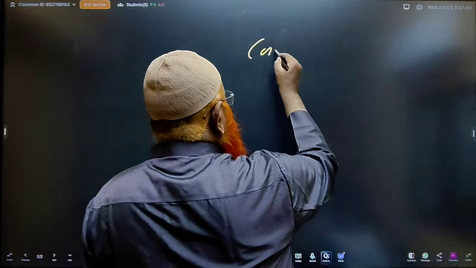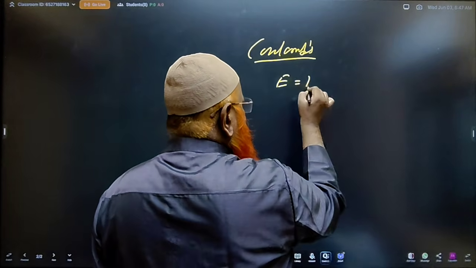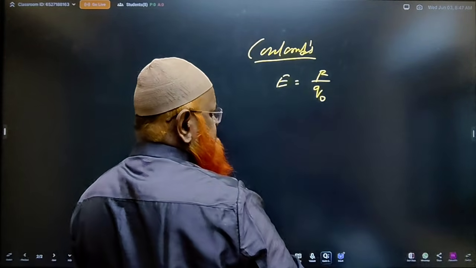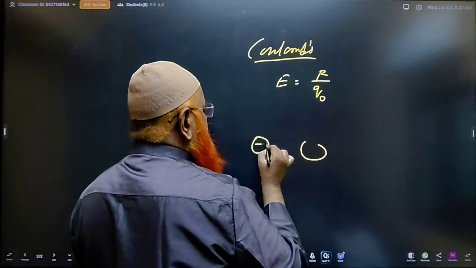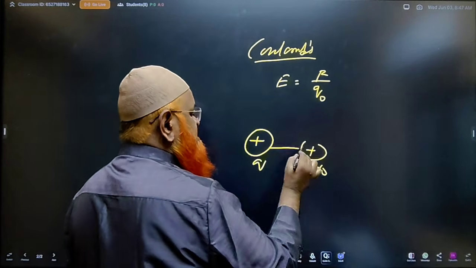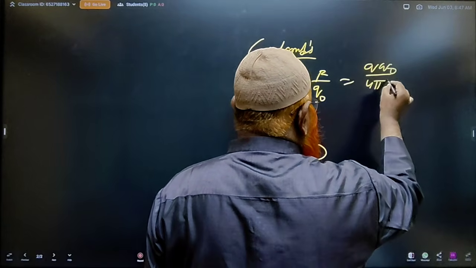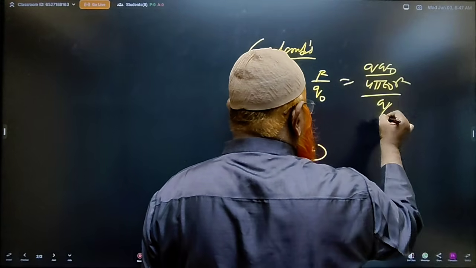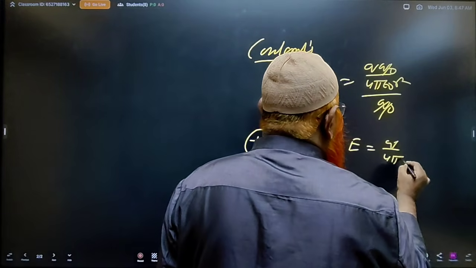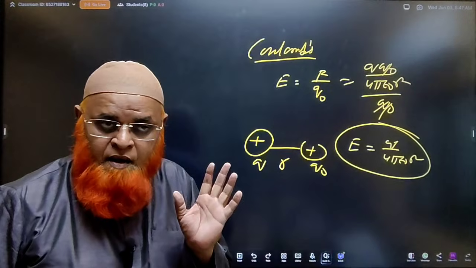You might be thinking that you have Coulomb's law to find the electric field intensity, which is the force acting on a unit charge. Two charges are present, one positive, another positive. This is Q naught, and this is a larger charge, taken as Q. The distance is R, and we write F is equal to Q naught Q by 4 pi epsilon naught R square. Dividing by Q naught, it cancels, and E is taken as Q by 4 pi epsilon naught R square. This is the formula we get from Coulomb's law.